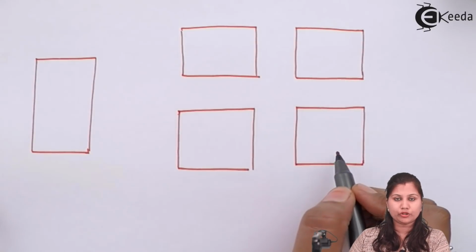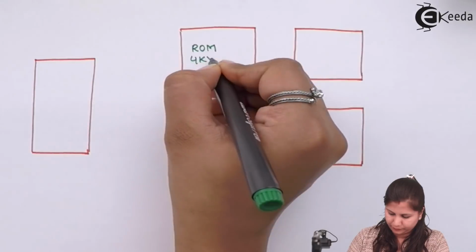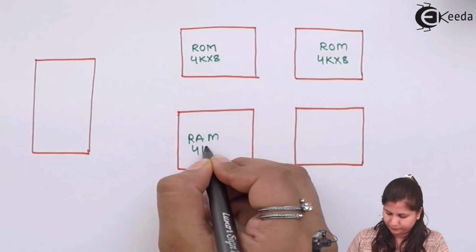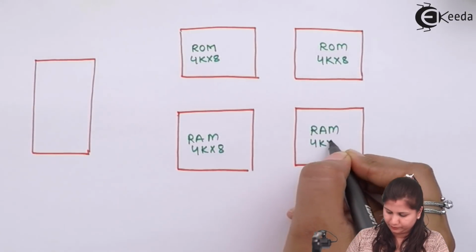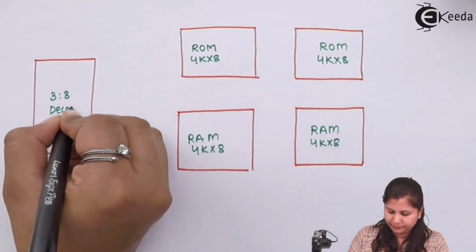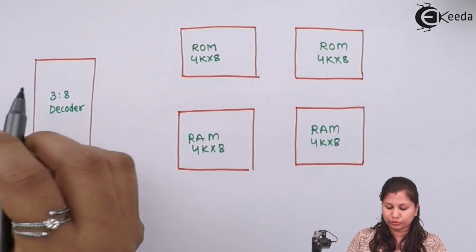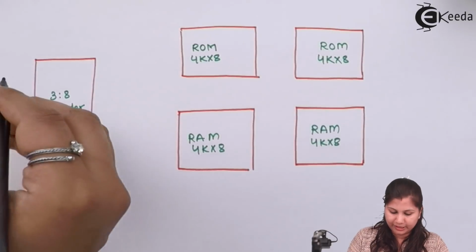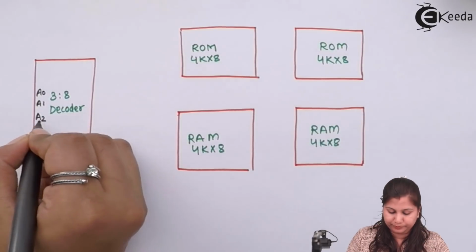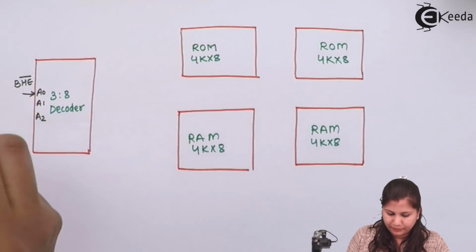These are the 4 memory chips. This is our 3:8 decoder. The input lines to this decoder will be the 3 input lines. So the 3 input lines will be A0, A1 and A2. A0 will be the bus high enable BHE.